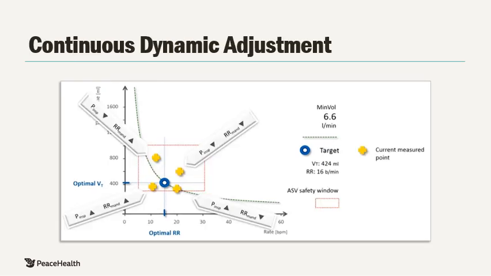These breath-by-breath adjustments are explained by looking at the ASV graph itself. Any movement of the yellow cross away from the target circle is met with a corresponding response in pressure support and mandatory respiratory rate.